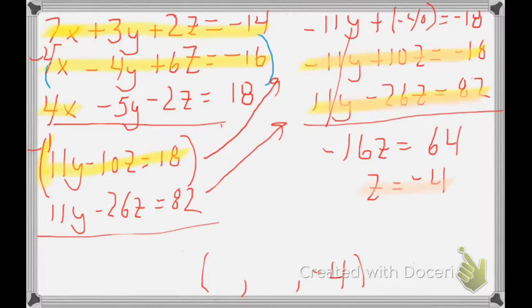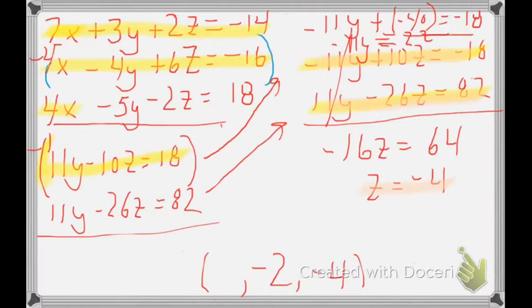If I solve this for y, this becomes negative 18 plus 40, which is 22. So negative 11y is equal to 22, and if I divide both sides by negative 11, I get negative 2 for y. So y is equal to negative 2.